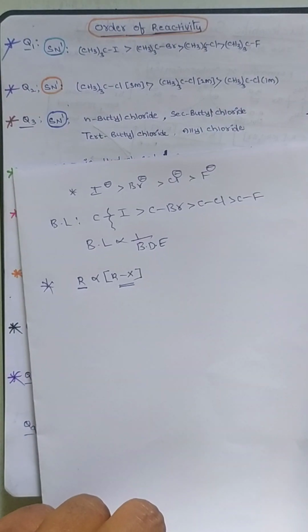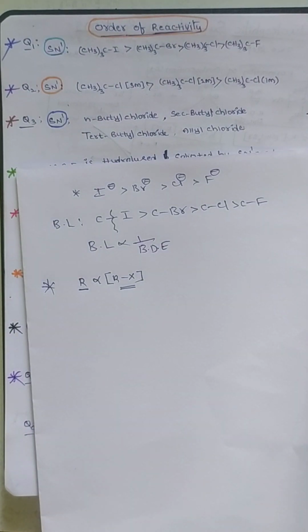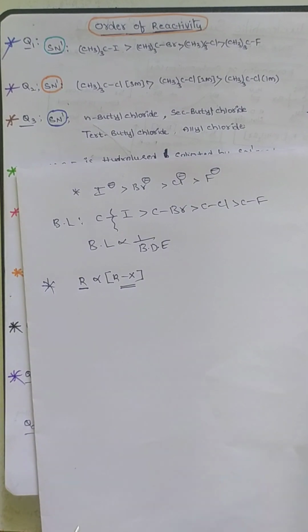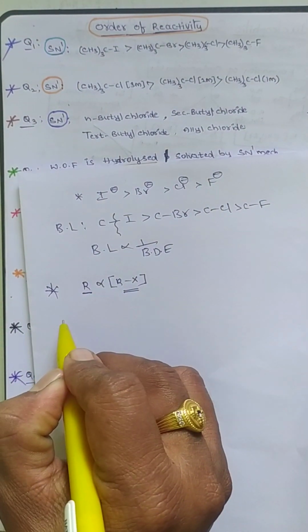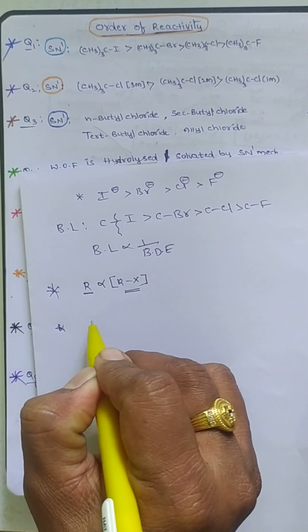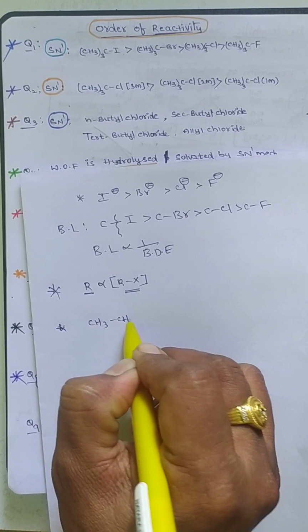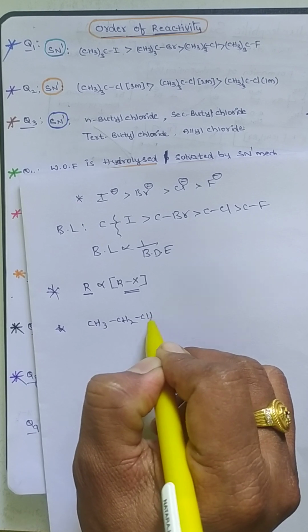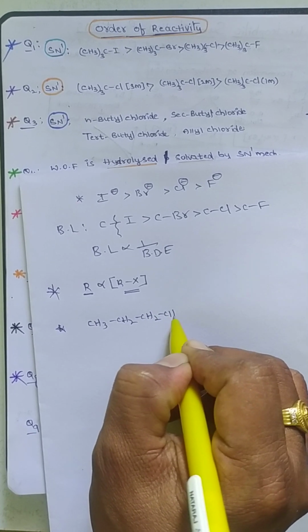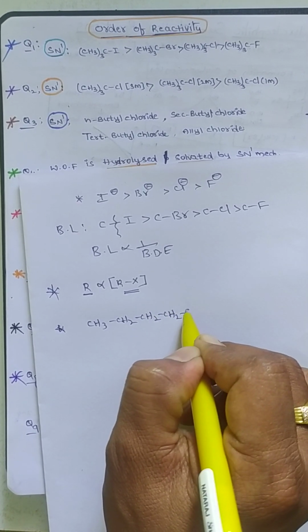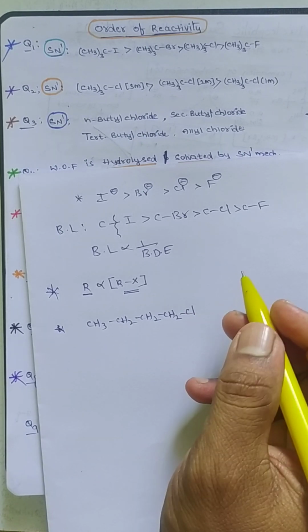Next, which is more favorable for the SN1 reaction? N-butyl chloride, secondary butyl chloride, tertiary butyl chloride, then allyl chloride. First, what is the N-butyl chloride structure? This is CH3, CH2, and so on. N means normal, which means straight chain. Butyl means 4 carbons are present. This is N-butyl chloride.